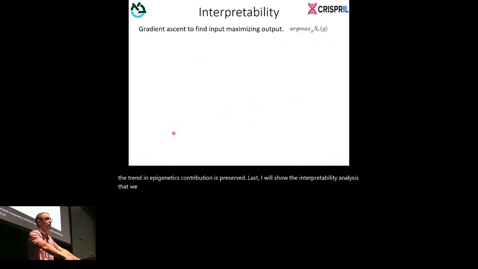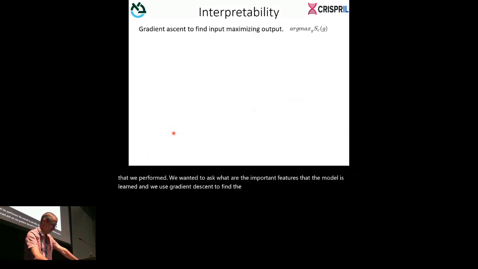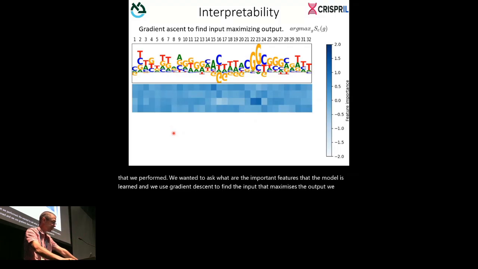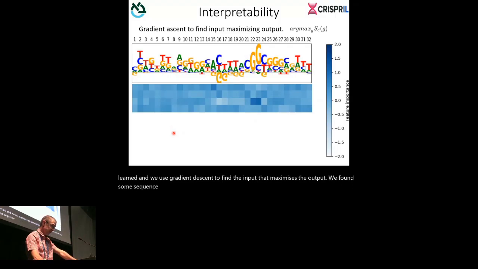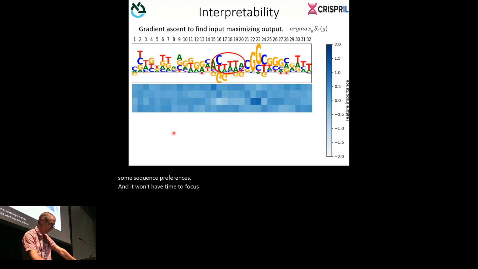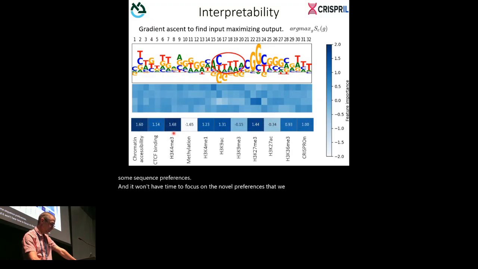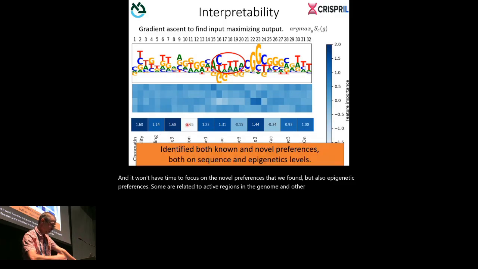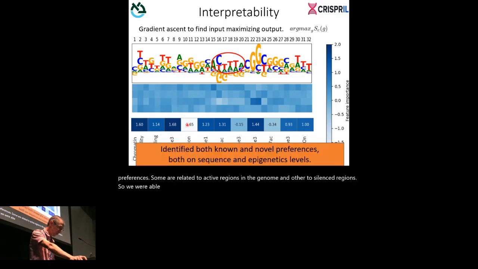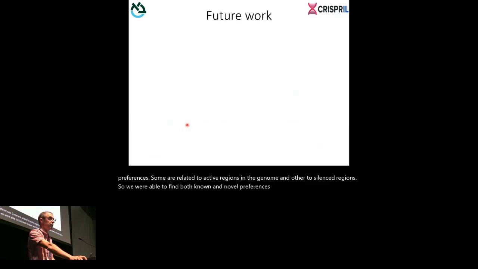We wanted to ask what are the important features that the model has learned, and we used gradient descent to find the input that maximizes the output. We found some sequence preferences, and I won't have time to focus on the novel preferences that we found, but also epigenetic preferences. Some are related to active regions in the genome and others to silenced regions. So we were able to find both known and novel preferences on the sequence and epigenetics level.